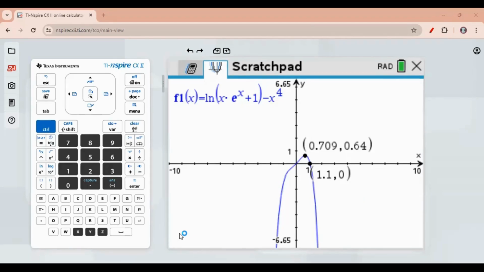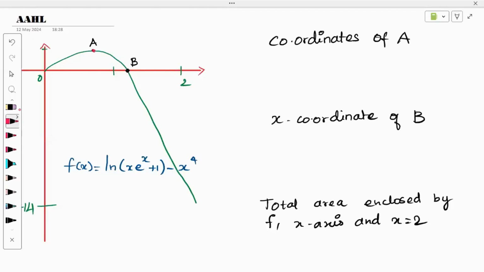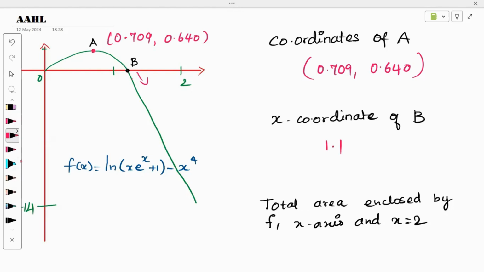So the first two parts are that simple. The coordinates of A, it's the maximum, and we got 0.709, 0.640. They asked for coordinates, so the complete coordinate form will be here. And this x-intercept is your B. They just ask for the x coordinate, so that's enough. The x coordinate is just 1.1, right?